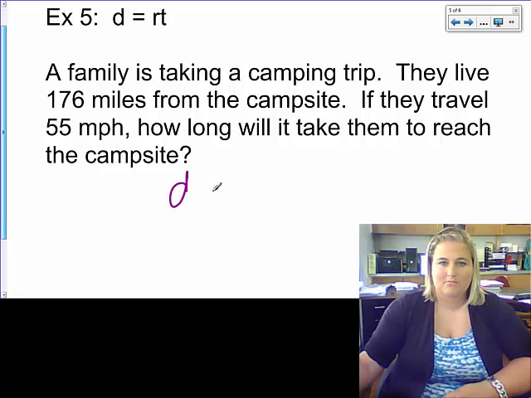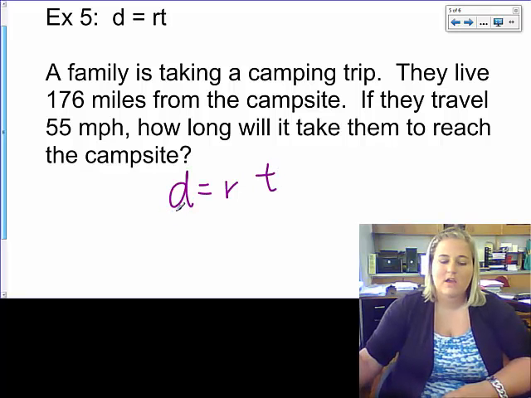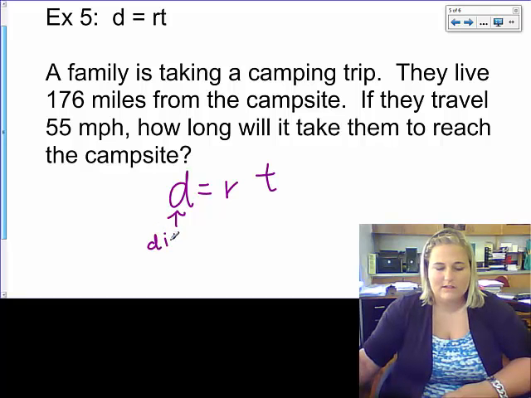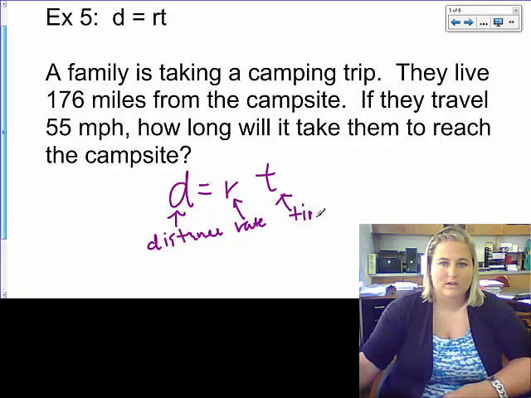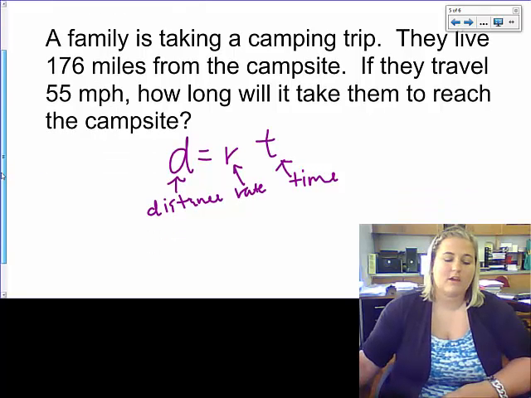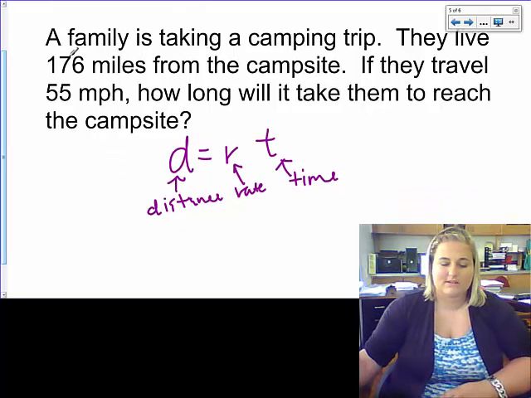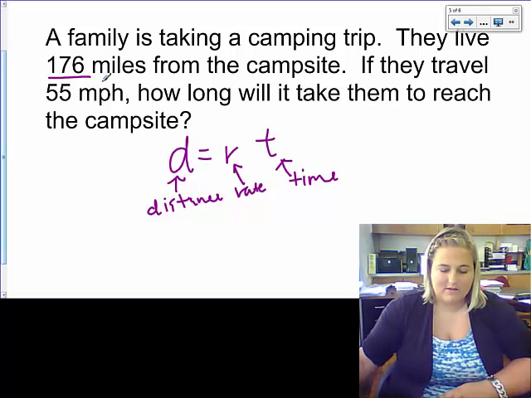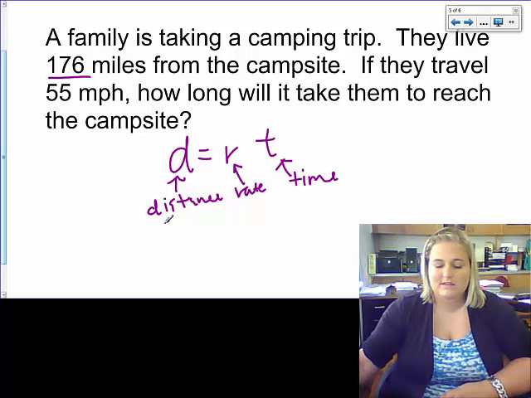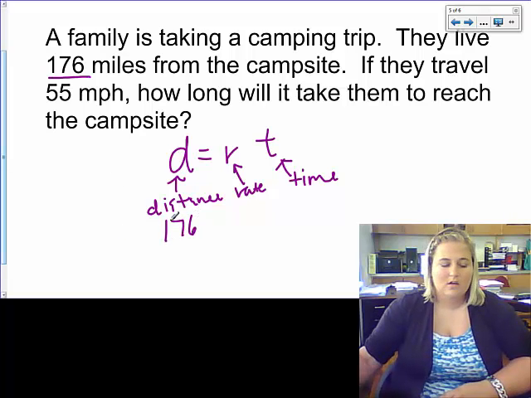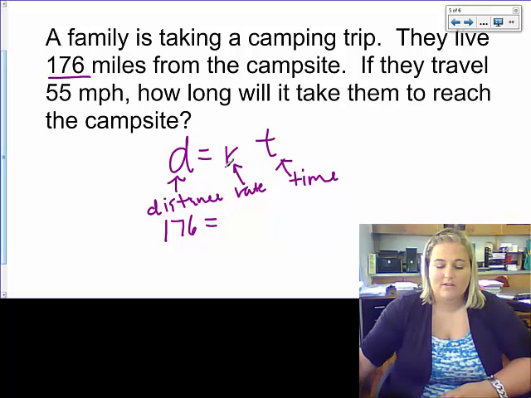So we know that we're working with D equals RT. Where D is our distance, R is our rate, and T is our time. From the problem, it says that they live 176 miles from the campsite. So 176 miles, would that be a distance, a rate, or a time? I hope that you're thinking a distance because miles is describing a distance. So I have 176, which I'm going to plug in for D, equals, I now have R and T left.